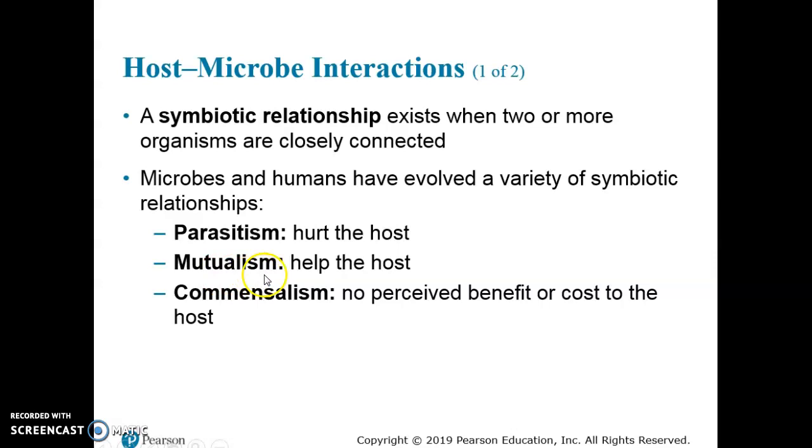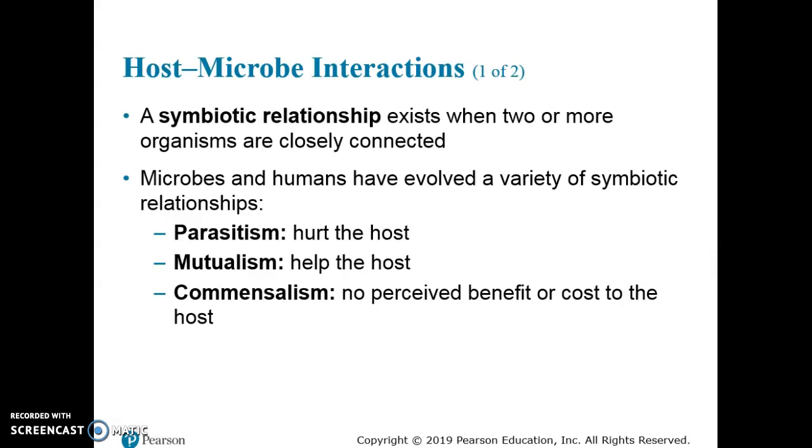Then there's mutualism. The bacteria are going to help the host. So for instance, E. coli, if it is the right strain and stays in our GI tract, will actually, in the process of metabolizing the food that we give it by eating and having food in the intestinal tract, produce some metabolic byproducts that are actually helpful for us, like, for instance, vitamin K.